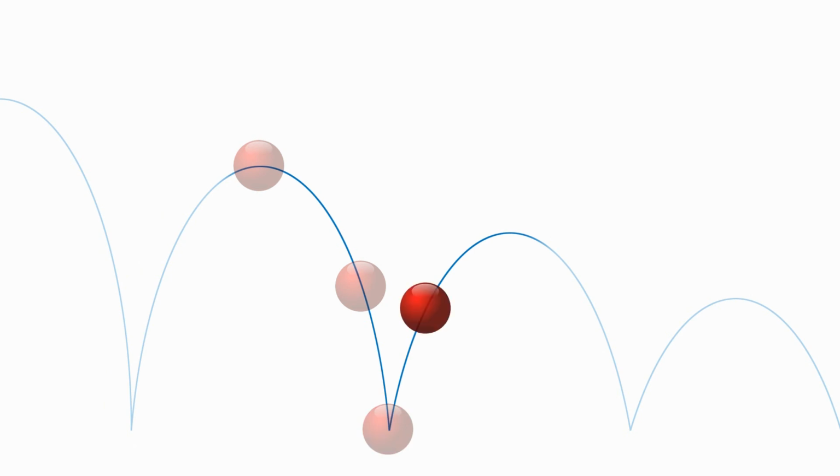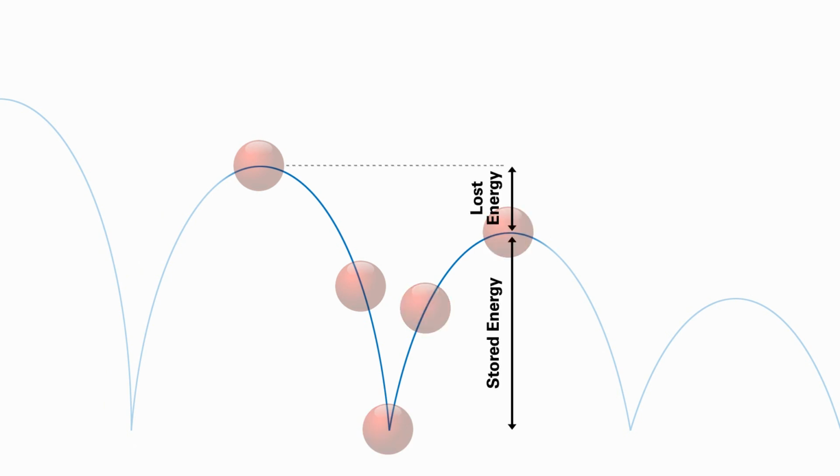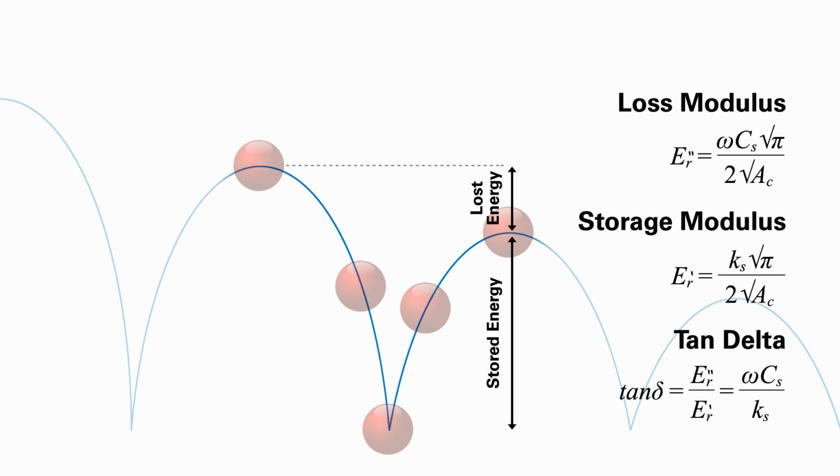This jumping rubber ball is an analogon to the quantities measured in a nanoDMA experiment. The ball is falling from one height and is losing height with each jump. The remaining height represents the stored energy. The lost height represents the lost energy. These values relate to the storage modulus and the loss modulus. The ratio of loss to storage modulus is the tangent delta value.